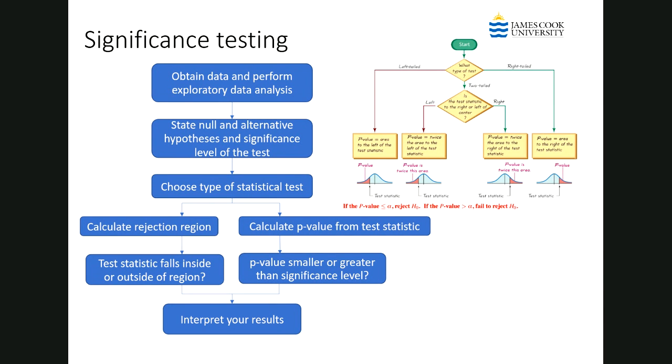score or a T star or Z star value, or even ANOVA, and then we can calculate the rejection region. Okay, and then we can understand whether our observation falls in the rejection region or outside the rejection region. Or we can calculate the probability, and based on whether the probability value is small or greater, we can accept or reject, and we interpret that.